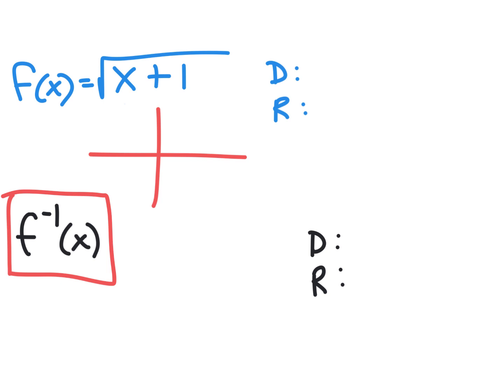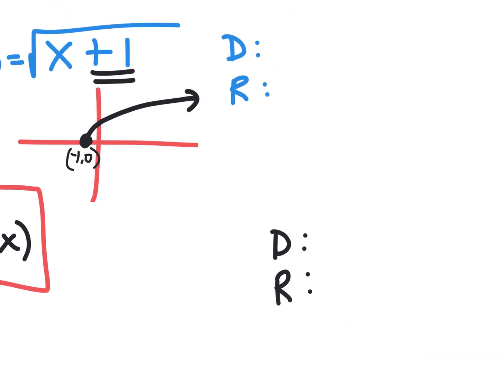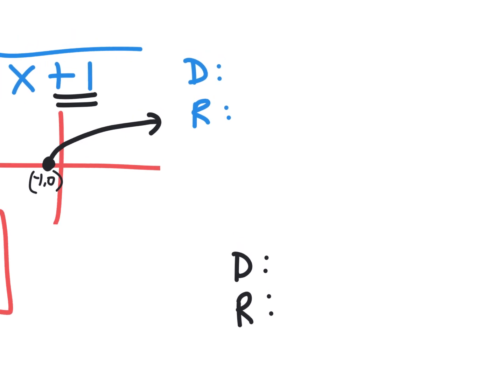So first off, you should know that this is a square root graph that's been moved left 1. That means that that's the spot -1, 0. That tells you your domain and range. Domain is from left to right, and so it goes from -1 to infinity.